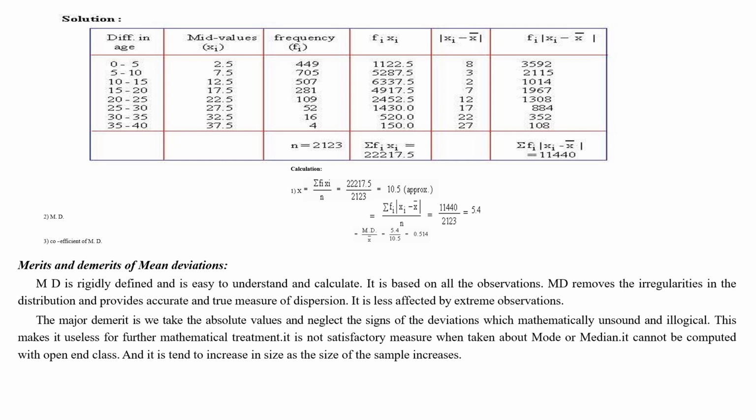What do we get for x bar? This is x bar, that is, summation of frequency into xi divided by n. How much did we get? 10.5. This is the xi. So xi minus x bar, that is 10.5, 2.5 minus x bar, that is 8.